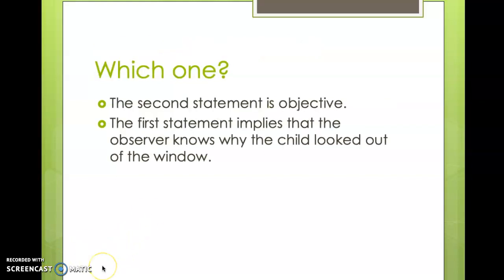The second statement is objective. The first statement implies that the observer knows why the child went to the window. The observer cannot see inside the child's head, and unless the child said, I'm going to the window to see my mommy, but he didn't, he just walked across to the window. So you want to avoid assuming why a child is doing something unless you hear them verbally state why they're doing something.